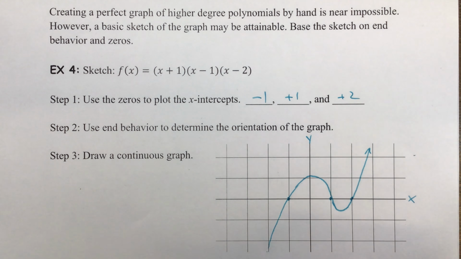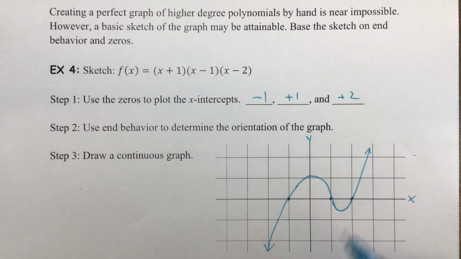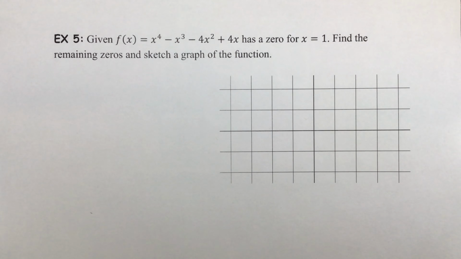All right, so what we don't know is the height of the peak and the depth of that valley. But generally speaking, this is the shape of the graph. It has intercepts at these spots, and it seems to be mostly moving up. You just have that intermediate part where it kind of wiggles and then heads back in the up direction.